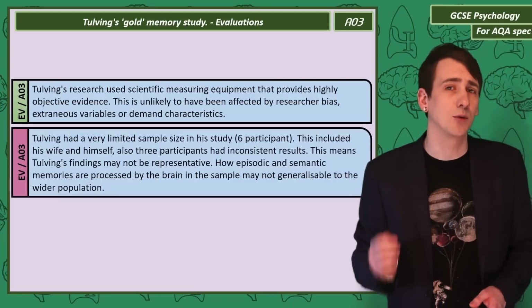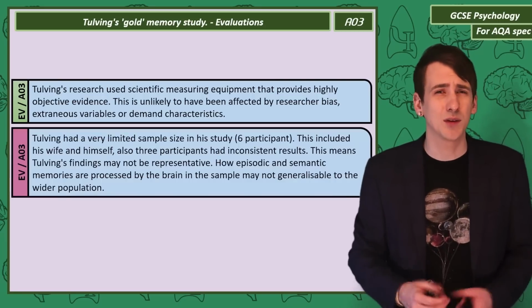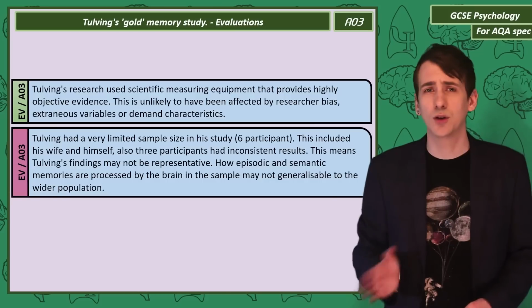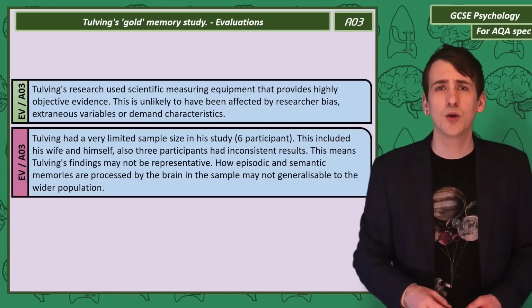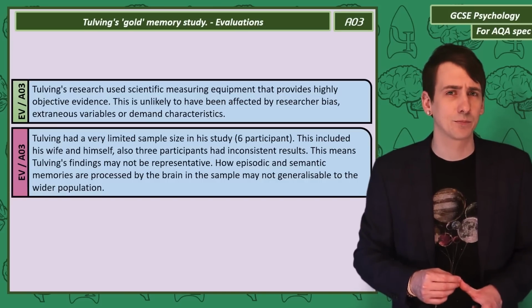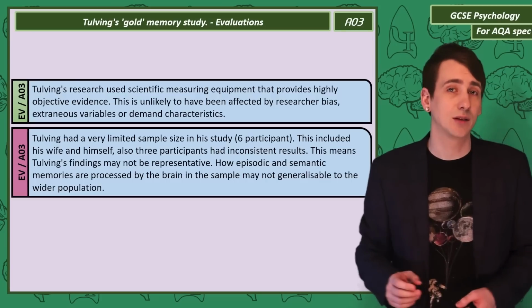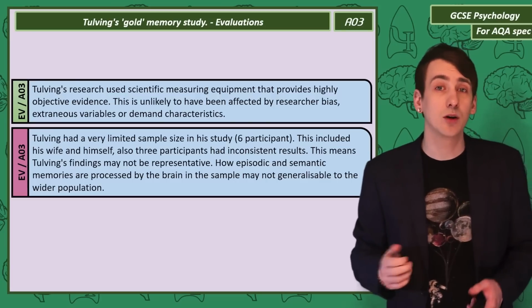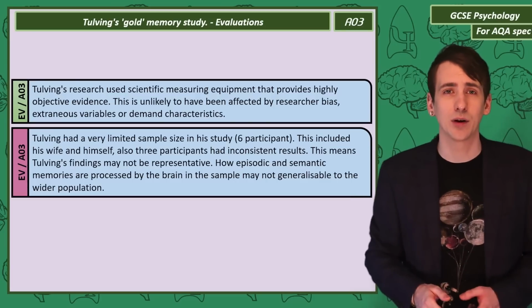We may question the sample used, as only 6 participants is a small sample, and included Tulving and his wife. Also, only 3 of those participants showed consistent results. So the results might not be representative. Those 3 people could have been unusual in how they process long-term memories.